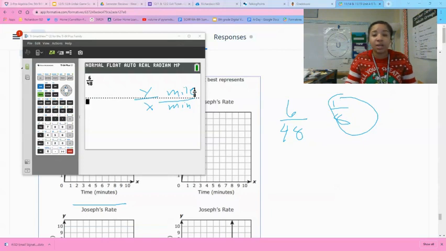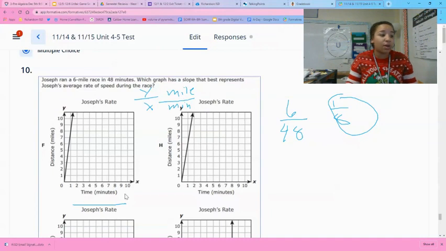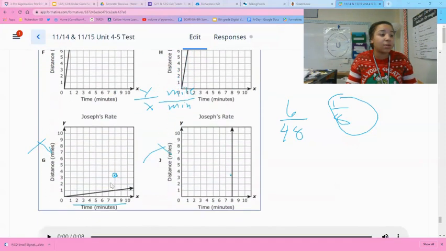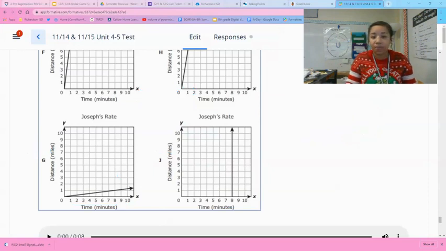So in 8 minutes, because x is minutes, they would go 1 mile. So I'd look here. 8, 1. Okay. That's not on the graph. 8, 1. That's not on the graph, so it's not F or H. Then I scroll down, 8, 1, okay, G. And then 8, 1, yes, but it's not the slope. It's not rising 1 and running 8. So the only answer here that would be correct would be G.